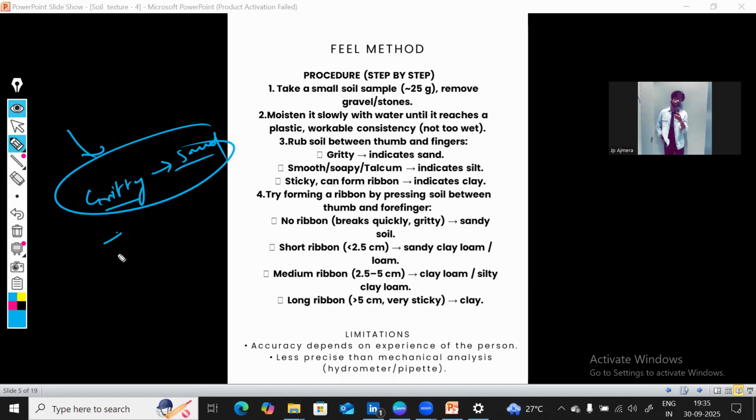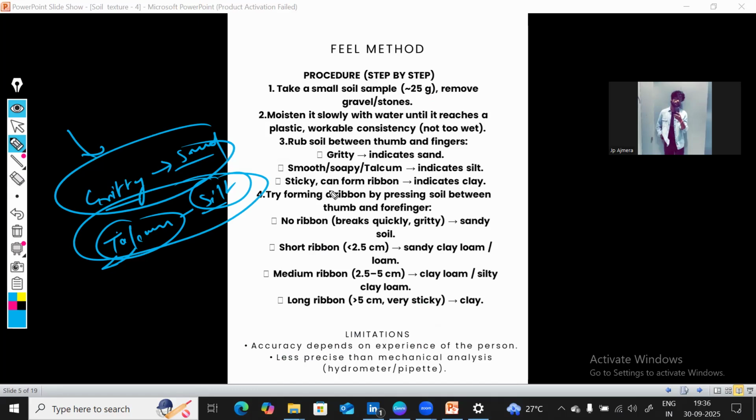If the appearance is like talcum powder, then the answer would be silt. What is talcum powder? You can simply remember it as white cement, like that. The same thing we have. If the feel is smooth, soapy and talcum powder, then the answer would be silt.